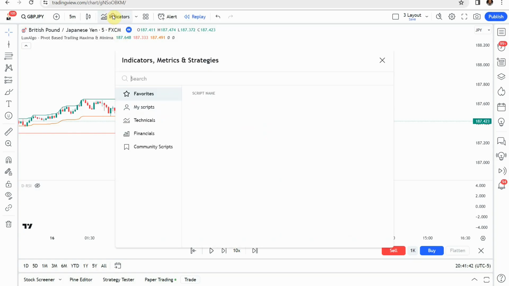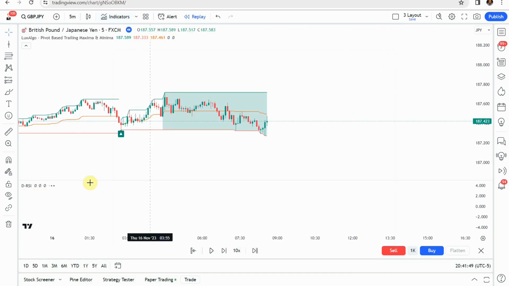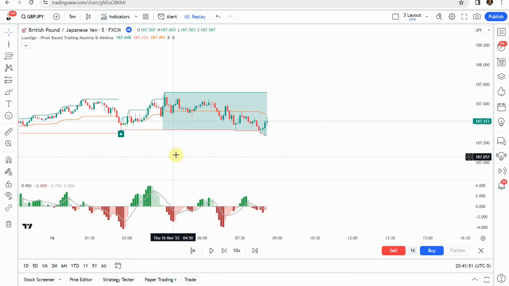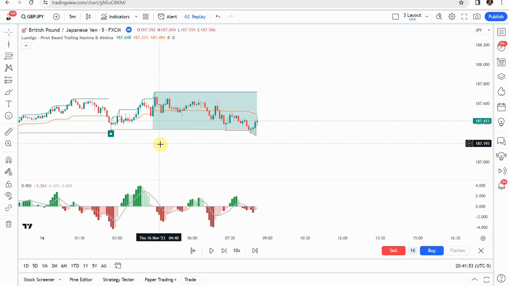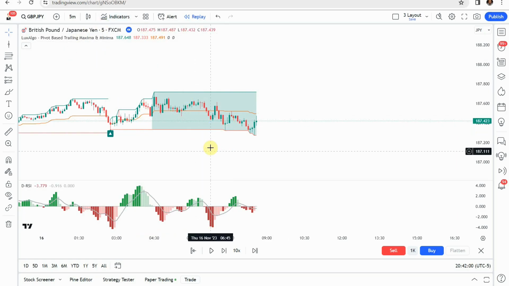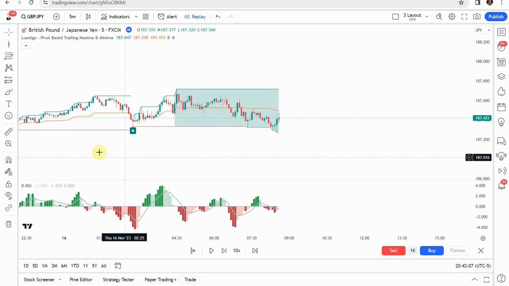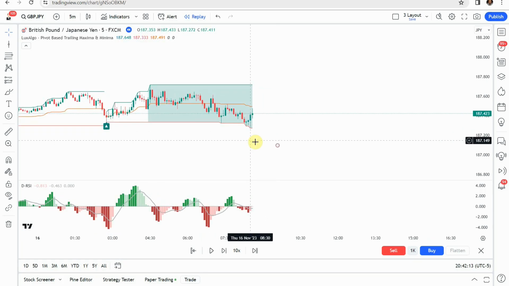The next indicator you will add to the screen is going to be the Delta RSI oscillator, this one right here. So you will add that to the screen and it will look like this right here. And so what we are looking for is the pivot based trailing maxima minima here to give us either a green background or a red background. And specifically we're looking for this arrow right here to appear, either a green arrow or a red arrow.